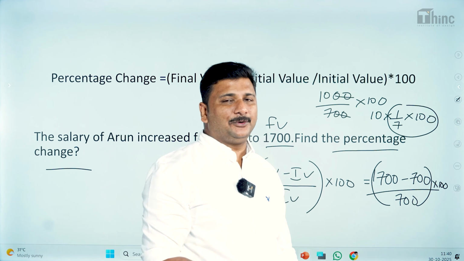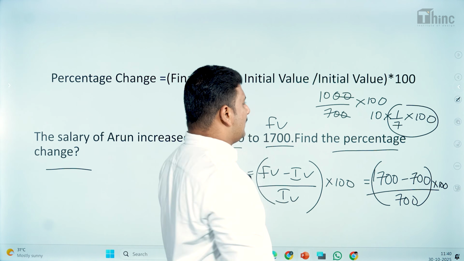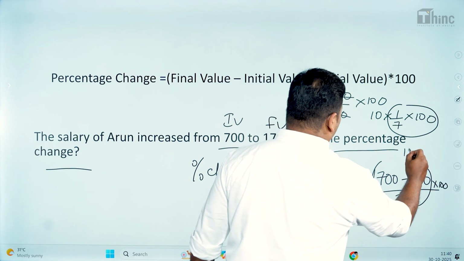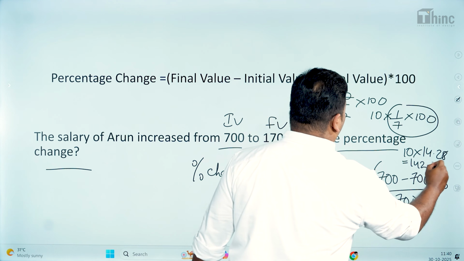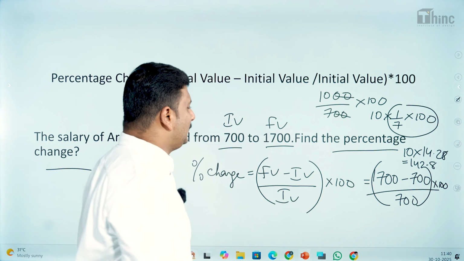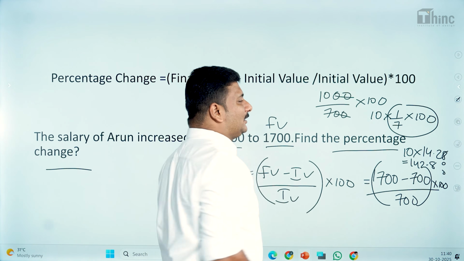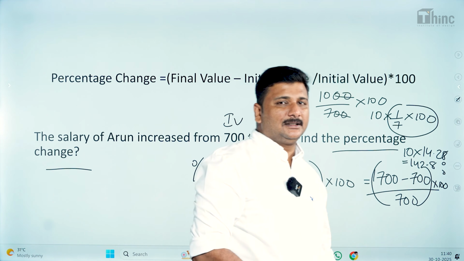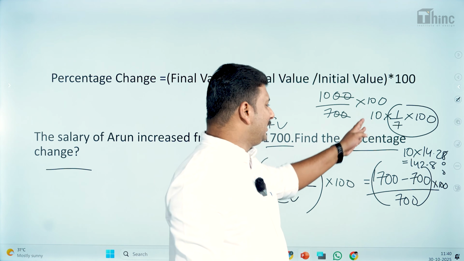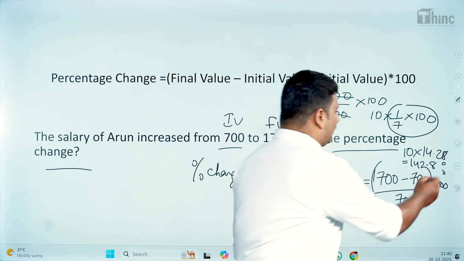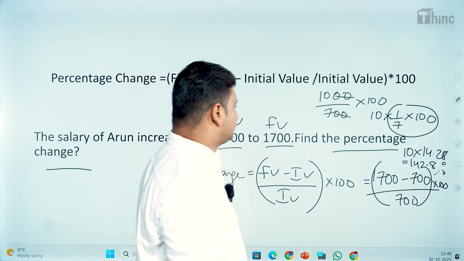And what is 14.28% of 100? It's nothing but 14.28 itself. So it is basically 10 into 14.28, it's nothing but 142.8. So 142.8 will be the correct answer, 142.8 percentage. So 1 by 7 into 100 is 14.28 percent of 100. So 14.28 percent of 100 is 14.28 itself. So it's 14.28 into 10, which is 142.8 percentage. So 142.8 percentage will be the correct answer.